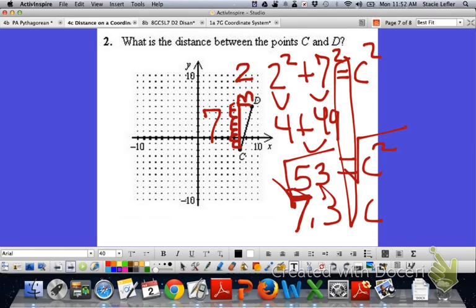And then check to make sure if that looks right, if that would make sense on this triangle. We know it's got to be the longest side, because it's the hypotenuse. So we'd have 2 for the short one, 7 for the next leg, and for the hypotenuse, a 7 3/10. And it does look like that would be right.